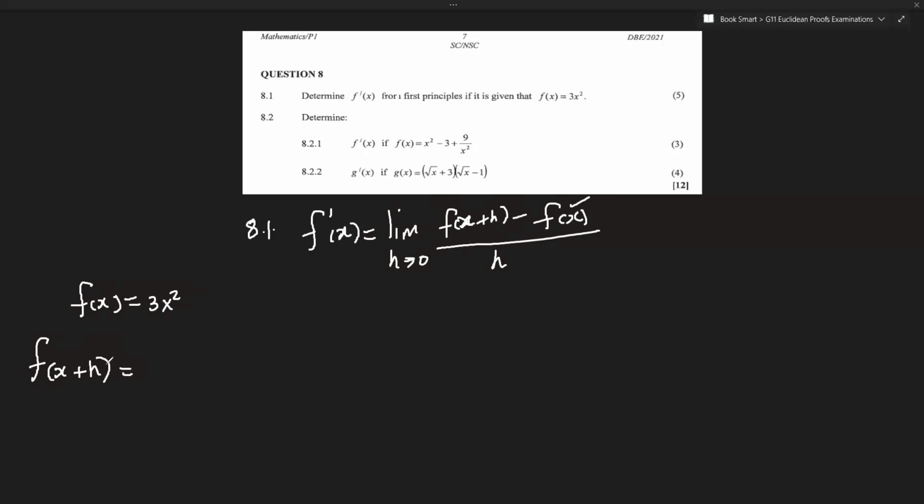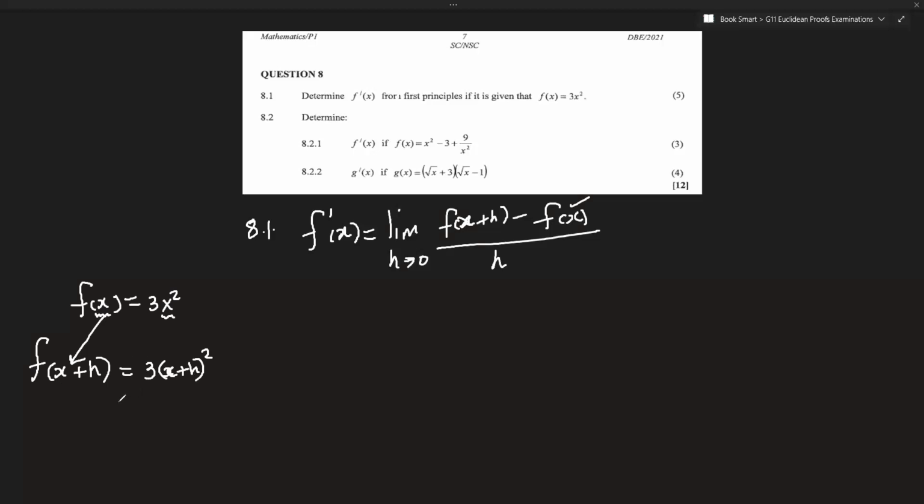Okay, f of x plus h basically means this. You see here there's x, right? Where there was x, they replaced it by that, which means even on this side where there's x, I must replace it by that. So I'm going to have 3, and where there's x, I open a bracket and put this, x plus h, squared, right?